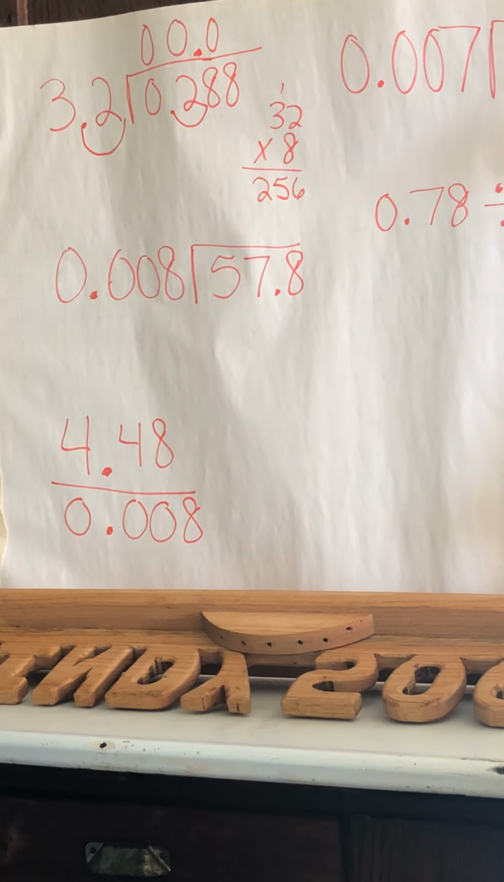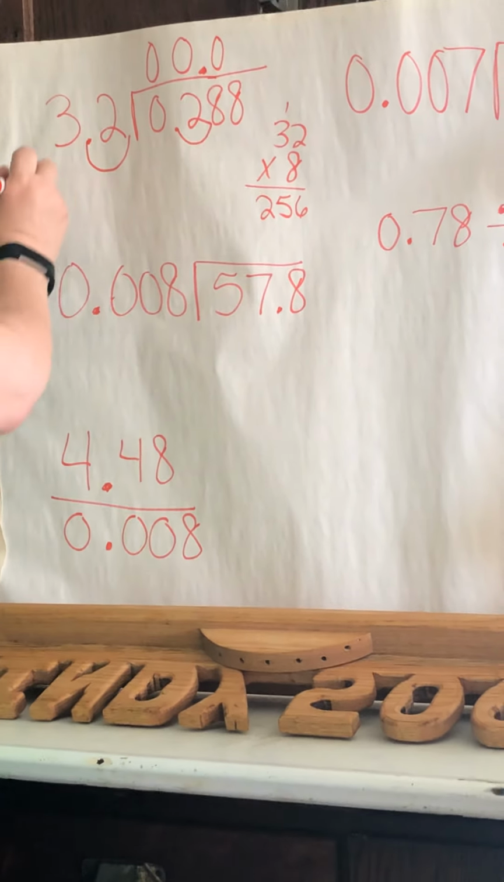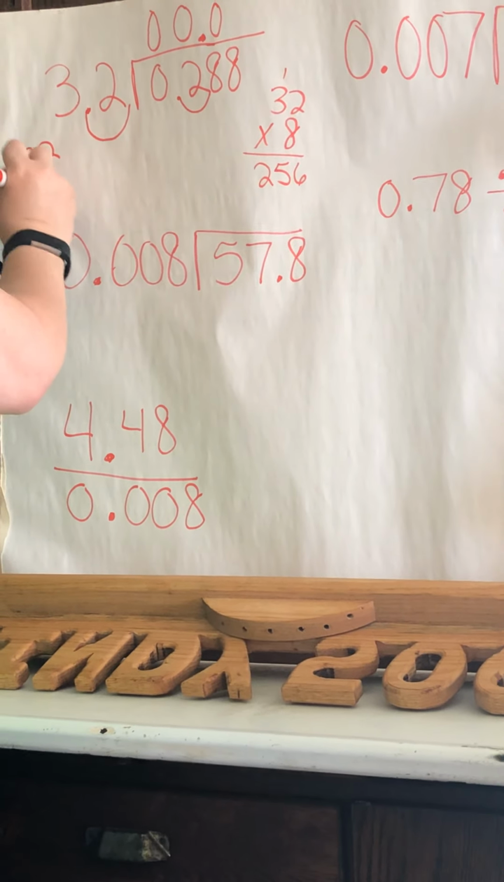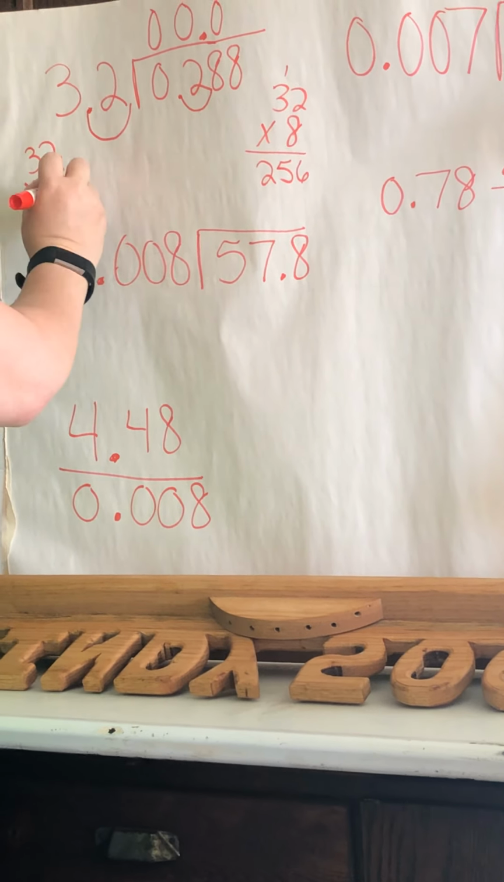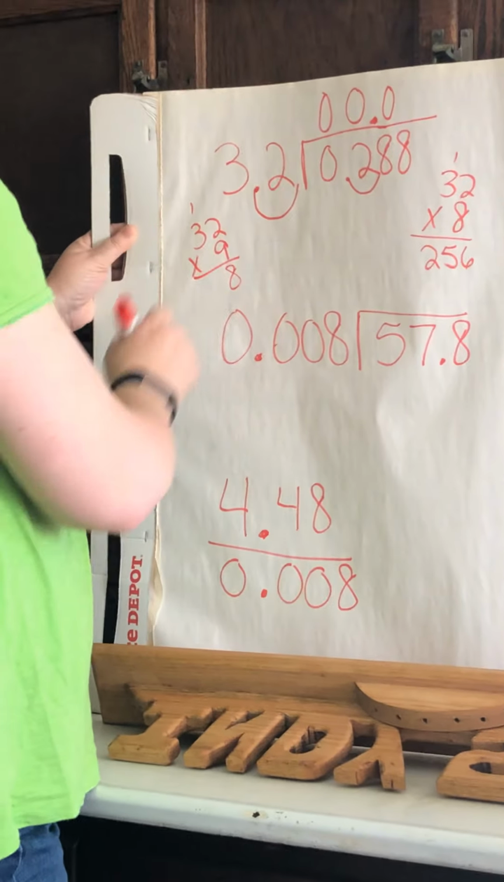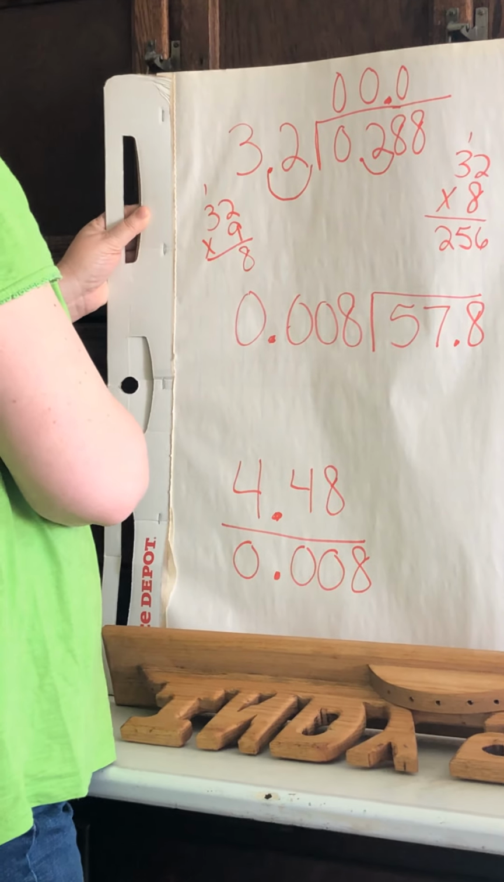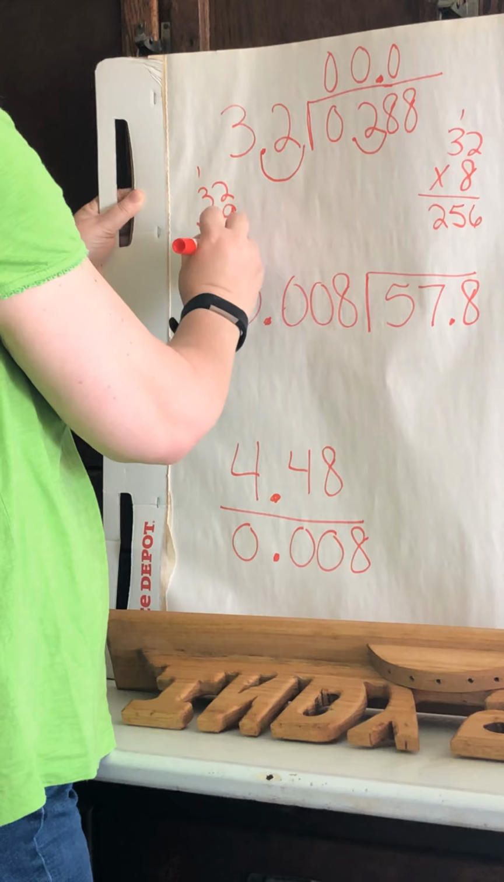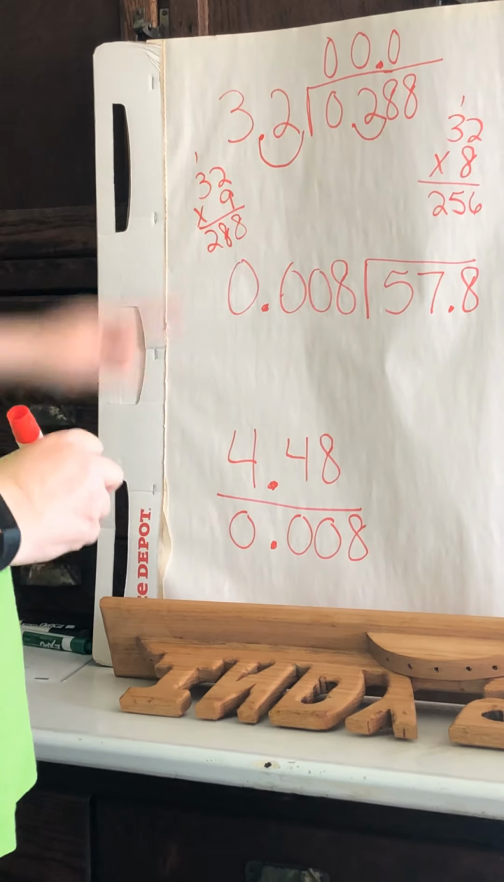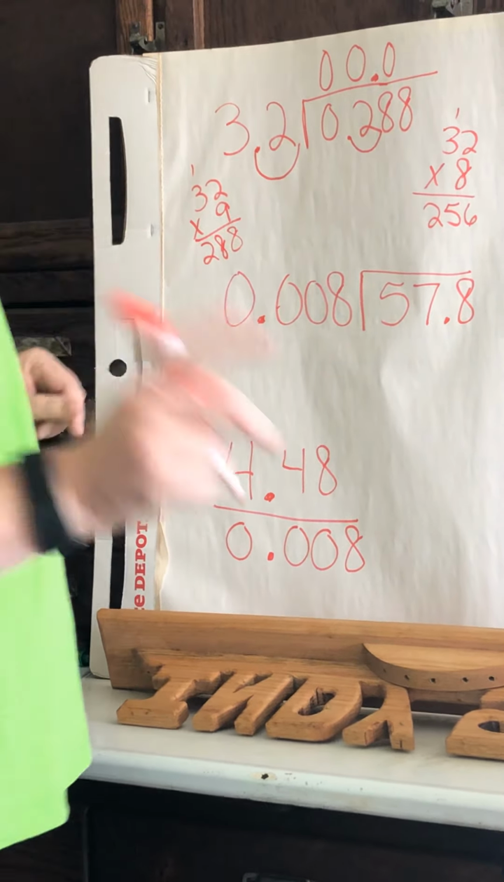It might actually be able to go 9 times. Let's see. 32 times 9. 2 times 9 is 18. Carry the 1. 9 times 3 is 27. Plus 1 is 28. Look there, 288. It goes in exactly 9 times.